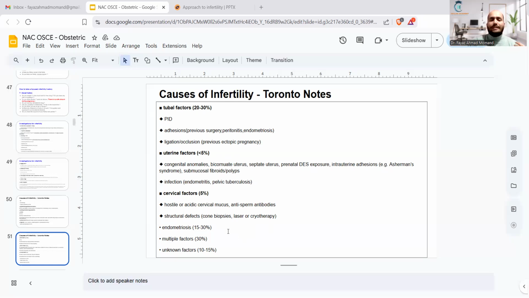Endometriosis is present in about 15% to 30% of patients experiencing infertility, and in about 30% of female patients, infertility is multifactorial. It is not just one issue causing their infertility, it's multiple or a cluster of things that are together and causing their infertility. Sometimes we do all the investigations and we don't know why. So those are idiopathic or unknown causes of infertility that's present in about 10 to 15% of patients.